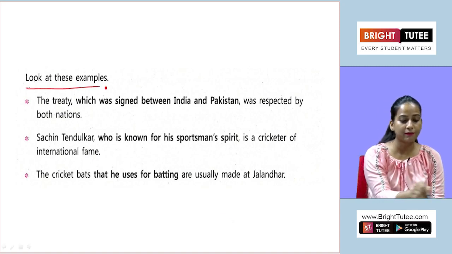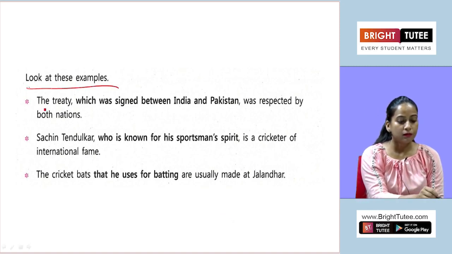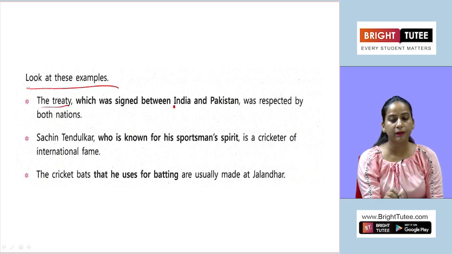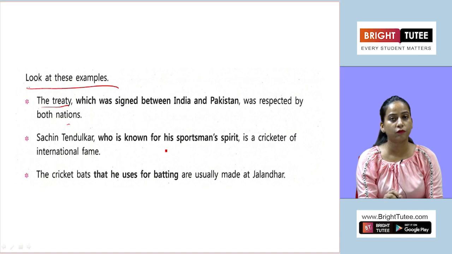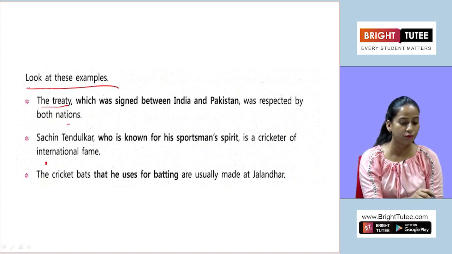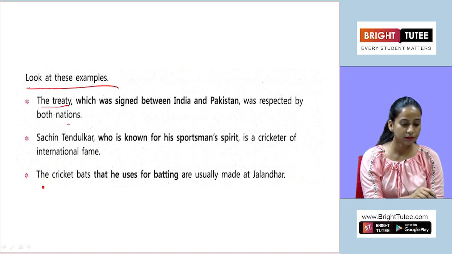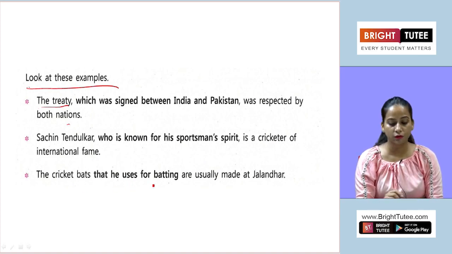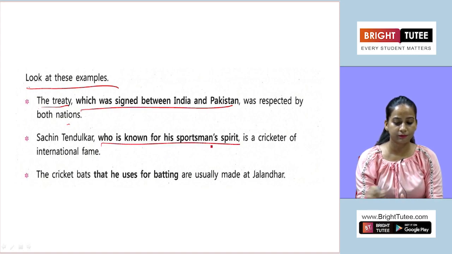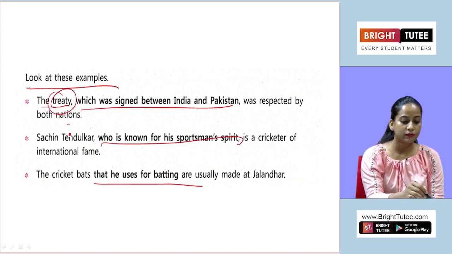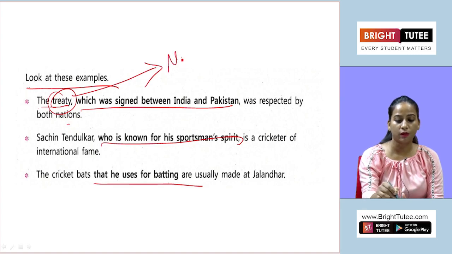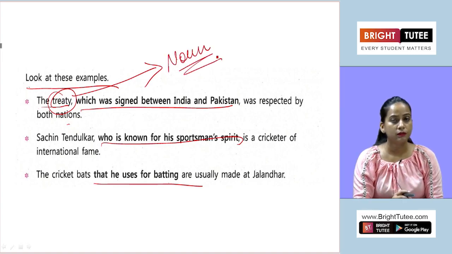Now, a few examples they have given. So, look at these examples. The treaty which was signed between India and Pakistan was respected by both nations. Sachin Tendulkar, who is known for his sportsman spirit, is a cricketer of international fame. The cricket bats that he uses for batting are usually made at Jalandhar. So, here you might have seen that a few highlighted things are pointing towards the noun given in the particular sentence.